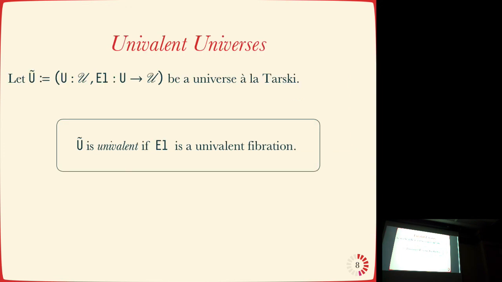Okay. All right. If your type theory has univalence, then you say that you have a univalent universe. So in type theory, you can define Tarski universes, where you have a code for the universe and a decoding function which takes you back to the universe. So El is a fibration, right? And we'll say that this Tarski universe is univalent if El is a univalent fibration.